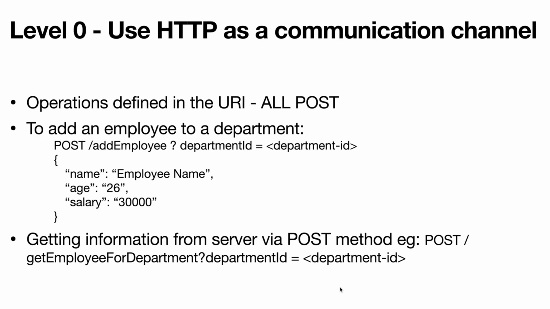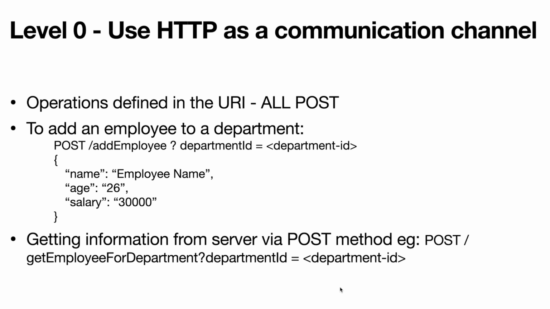Level 0 is quite the basic step of designing a service or a resource. This is the starting point of a model which uses HTTP as a transport system for remote invocation. Say we want to pull a list of employees for a particular department. At level 0, we would prepare the URL something like POST /getEmployeeForDepartment, and we provide the department ID in query parameters. And to add an employee to a department, we'll have POST /addEmployee in query parameters. We'll give the department ID, and the body will say name, age, and salary.